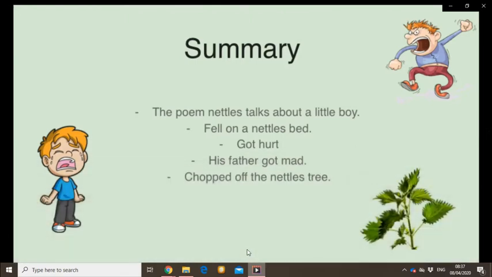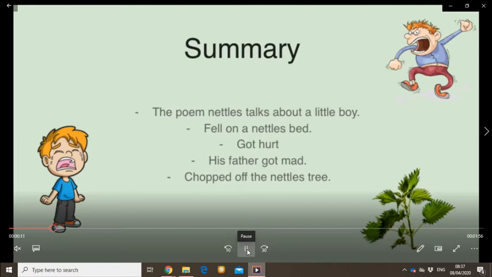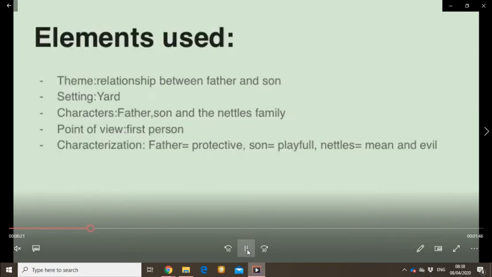She reads through this. The poem Nettles talks about a little boy who fell on a nettle bed and who got stung by these nettles. Because of this, his father was angry and he decided he wanted to get revenge. So he went out and he cut down the nettle plant.